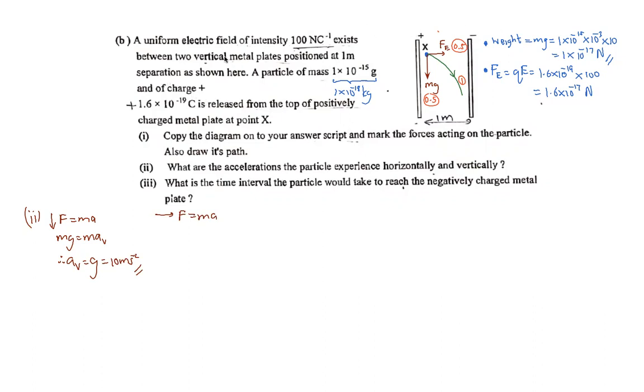Hasna has got 16 ms minus 2. What about the others? Horizontally, if you apply F equal to ma, there's only one force acting, that is the electrostatic force. Electrostatic force is QE equals ma horizontal. So horizontal acceleration is going to be equal to QE over m. Q is 1.6 into 10 to the power minus 19 into E is 100 over m. Mass is 1 into 10 to the power minus 18. Don't forget, it should be converted to kilograms. So I'm getting 16 ms minus 2. Good. 16 is the answer. Simple, people.